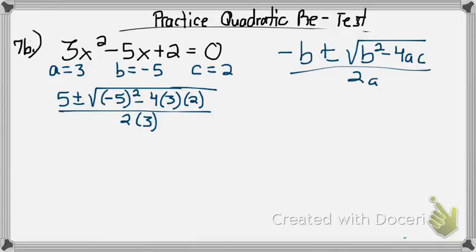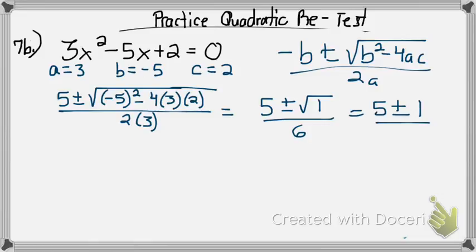And then I'll type in everything that's under the square root into the calculator, and when I do that, it equals 1. So I have 5 plus or minus the square root of 1 all over 6. In this case, the square root of 1 is actually a perfect square, and it equals 1. So I'll have 5 plus or minus 1 all over 6.